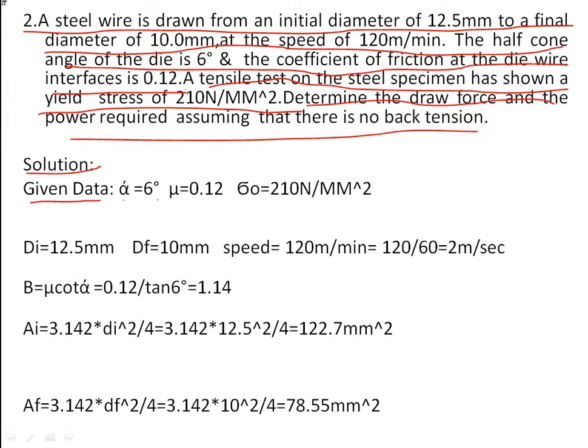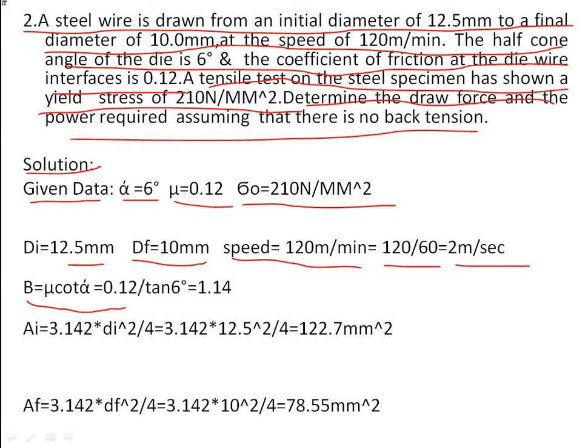Okay. Given data: alpha is equal to 6 degree, mu is equal to 0.12, sigma naught is equal to 210 Newton per mm square. Inner diameter di is equal to 12.5, df is equal to 10 mm, speed 120 meter per minute. If we convert to seconds, 120 by 60, that is equal to 2 meter per second. Okay, B is equal to mu cot alpha is equal to 0.12 divided by tan 6 degree, that you will get 1.14.